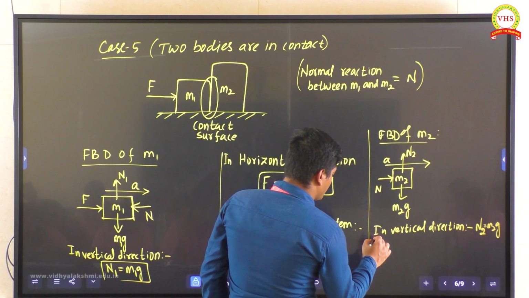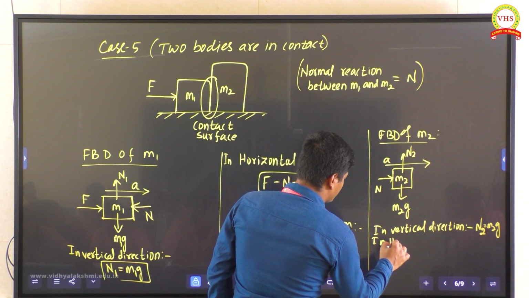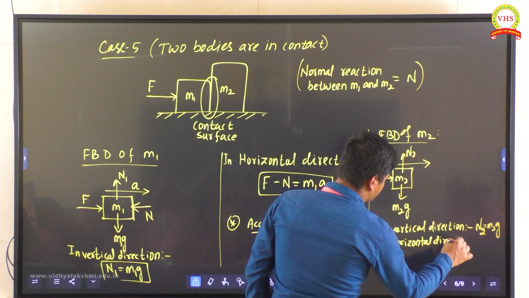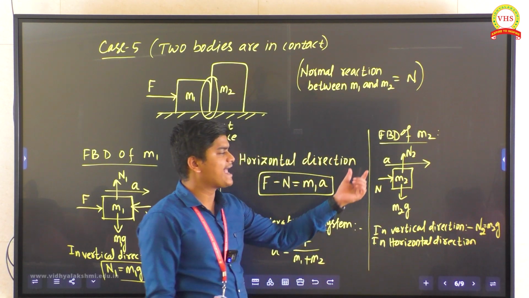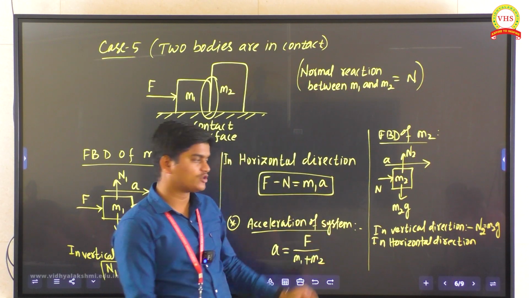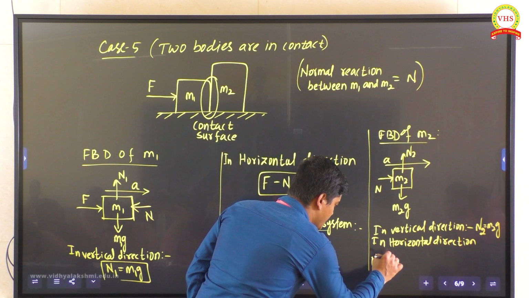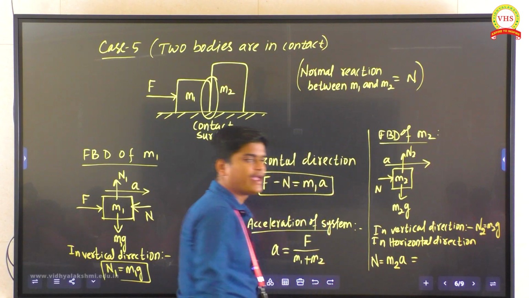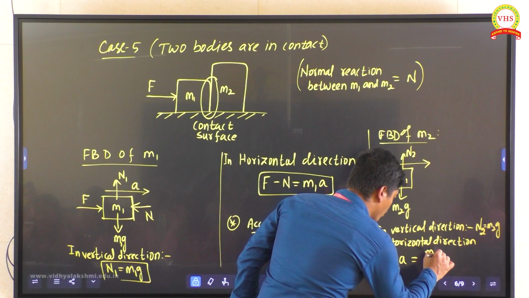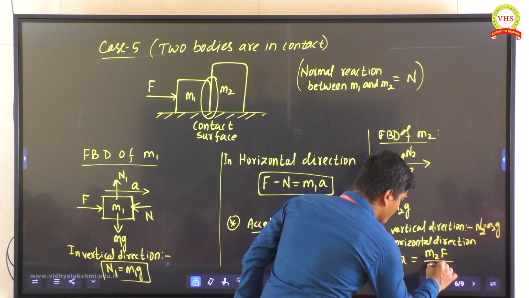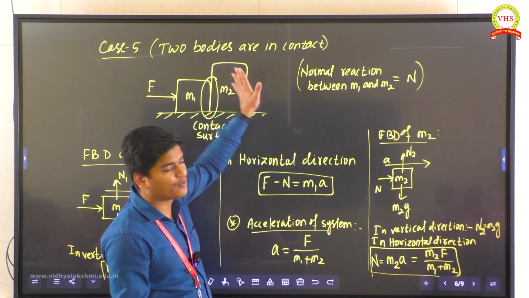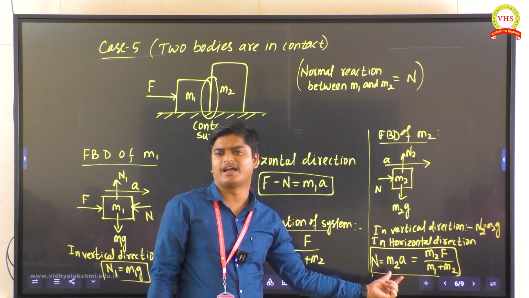Next, in the horizontal direction, what will I get? For this M2, there is only one force responsible for the motion. What is that force? N. So I can write N equal to M2 into A. Already you got the A value, now substitute there. N equals M2 into F divided by M1 plus M2. This is your normal reaction. So if you consider the free body diagram of the second body, easily you get the normal reaction.